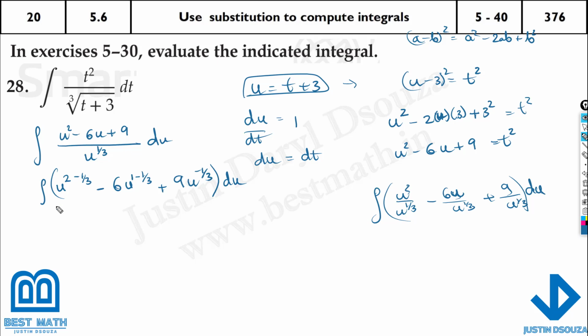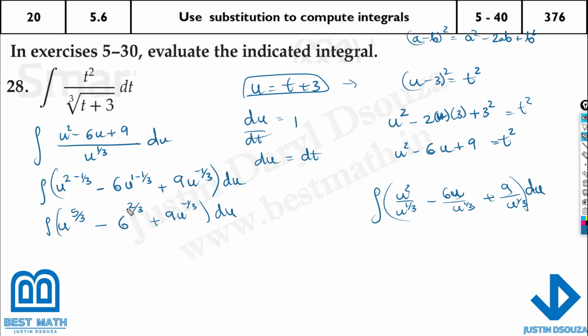And now what else? We will simplify this. u power 2 minus 1/3, you can use your calculator. Over here we can write it as 6 by 3 minus 1 by 3, it will be 5 by 3. Minus 6u, and it's not minus 2 by 3, it's positive 2 by 3, 2/3 is remaining. Plus 9u to the negative 1/3 du.